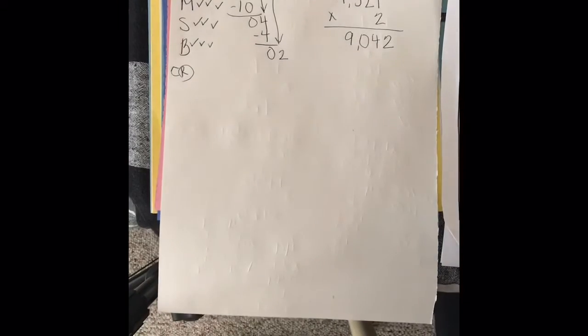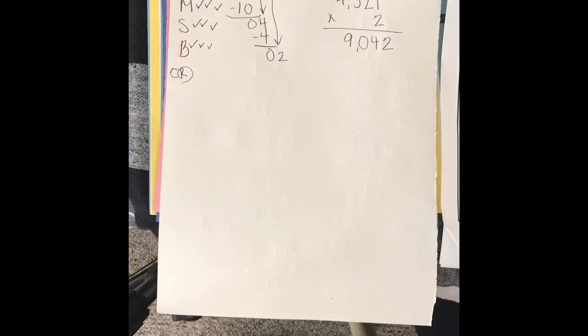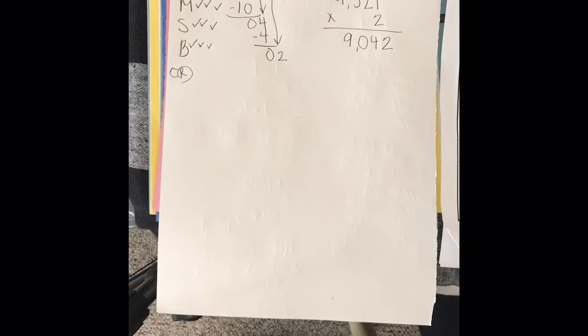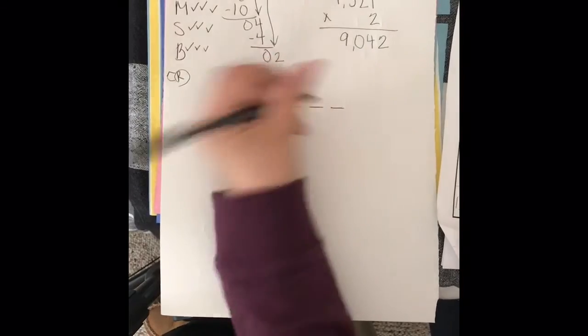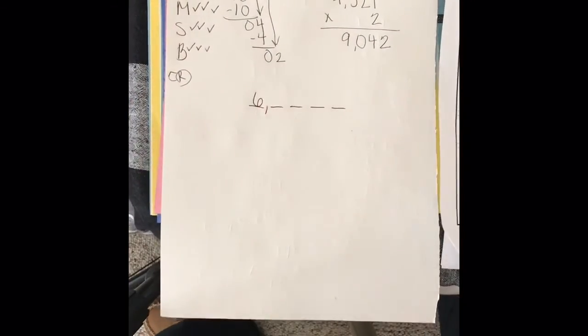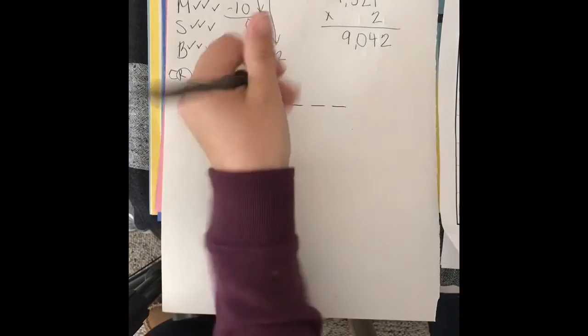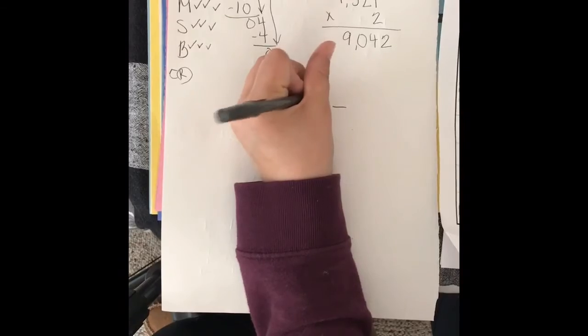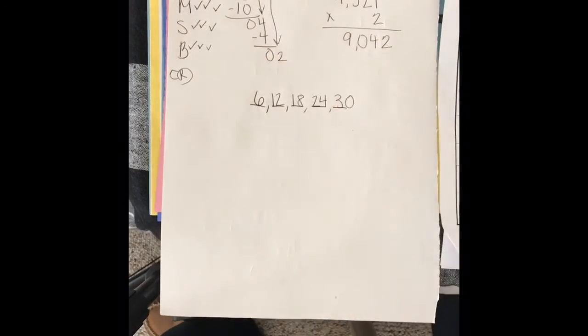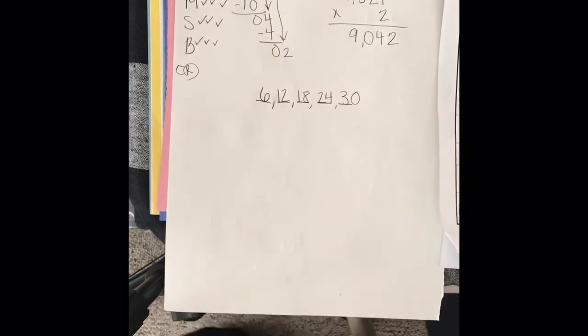So we know for multiples that it's kind of like skip counting. So we want 5 of them for the number 6. So 6 is our first one, and we're just going to skip count by 6s. 6, 12, 18, 24, and 30. So we have 5 of them, and it's for 6.